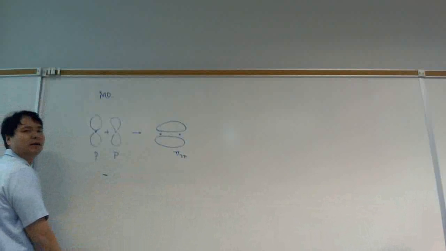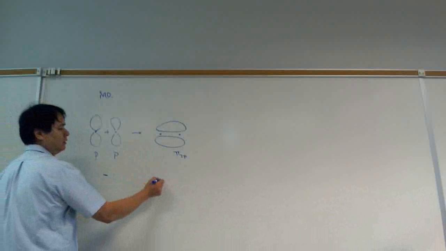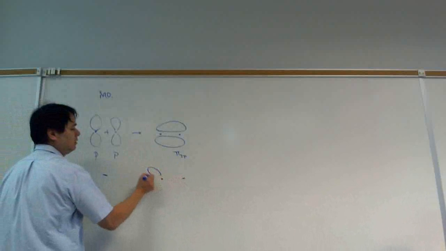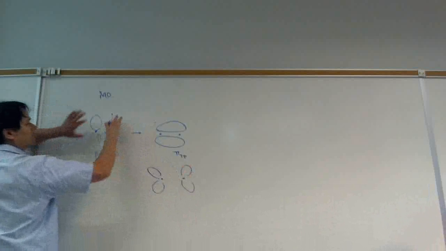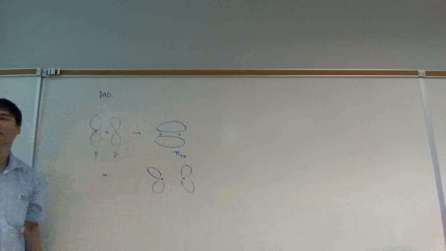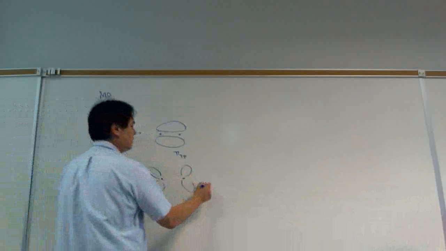What does the anti-bonding look like? You see, when you do this, now the lobes repel each other, like that. This is the pi star 2p.